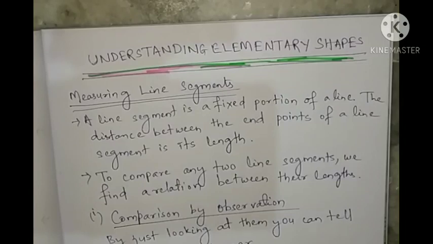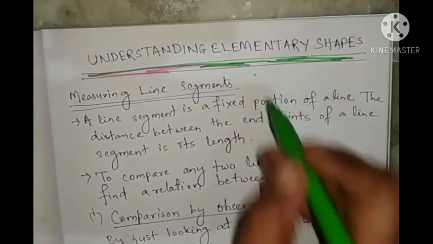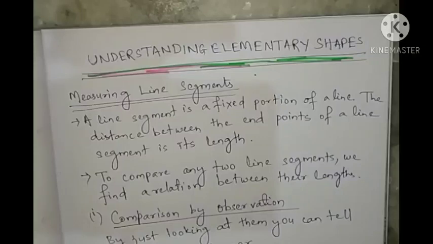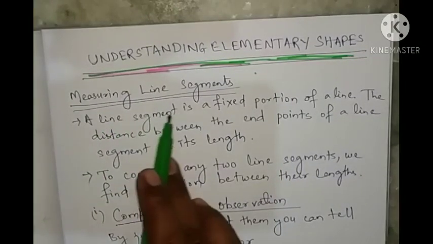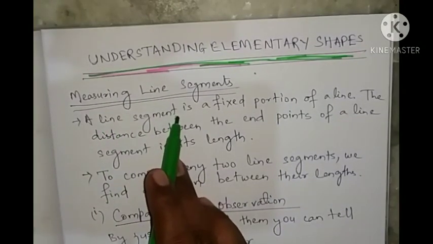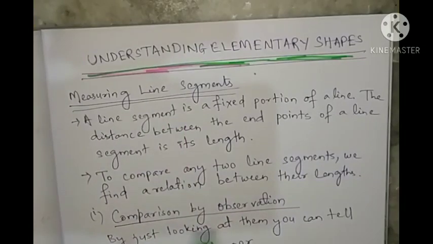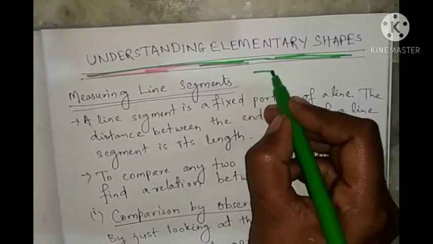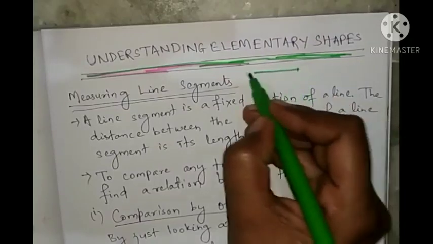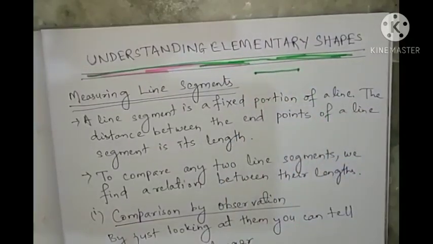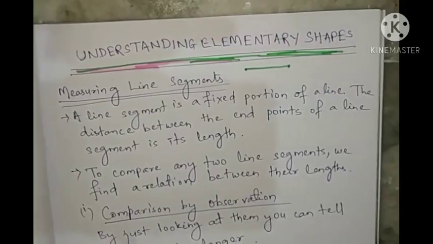So what can we measure first? A line segment. No need to measure a point. First, what we'll do is measure a line segment. We know that a line segment has two end portions. If this is a line segment, this one is one end and this one is another end.